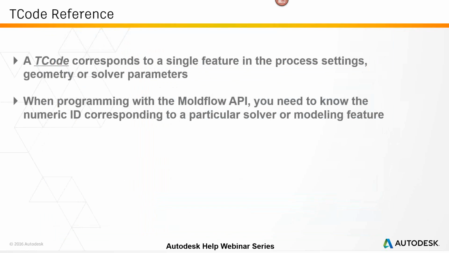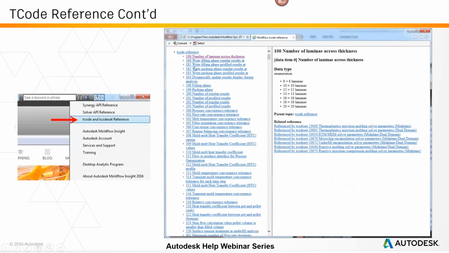that we call. Now, within the class, there are things called T-codes. And T-codes are a single feature, process setting, geometry, or solver parameter that's utilized to call the software. If we go and look at the T-code reference, again in the pull-down menu in the help, the T-code reference, you'll see that there's a lot of different numbers in there, and they all stand for something.